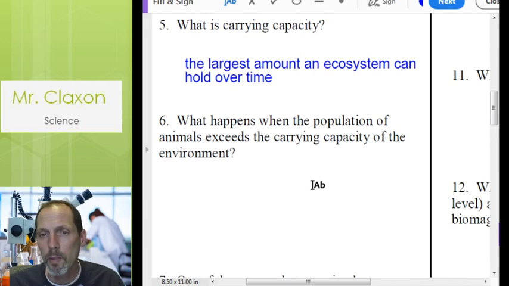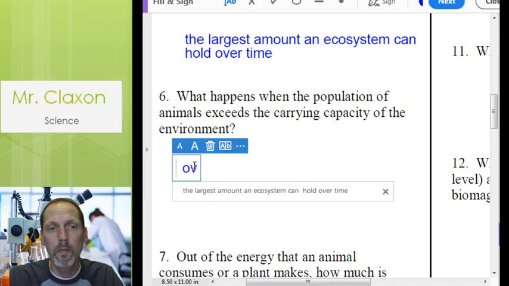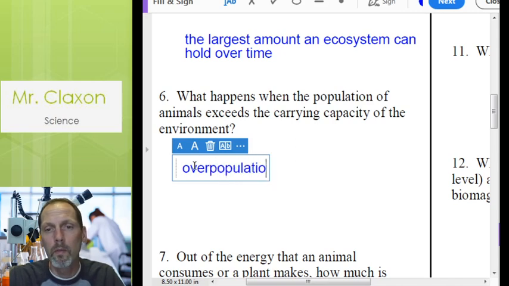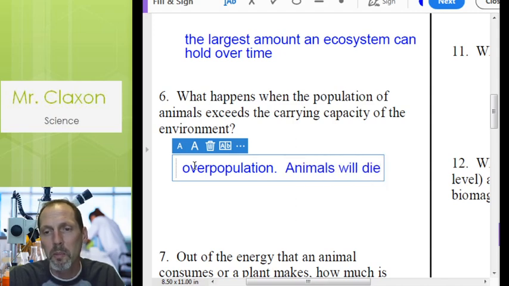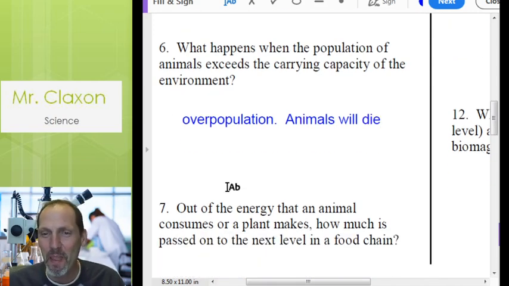Okay, 6. What happens when the population of animals exceeds the carrying capacity? It's overpopulated. And then animals are eventually going to die off or get diseased, so we'll just say animals will die, or something like that.